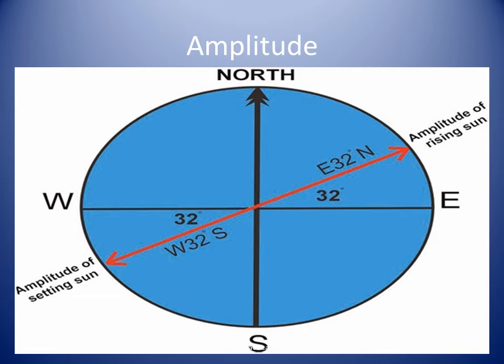Amplitudes are tabulated from east or west towards north or south, meaning, east 20 degrees north equals 060 degrees. East 20 degrees south equals 110 degrees, west 20 degrees north equals 290 degrees, west 20 degrees south equals 250 degrees.